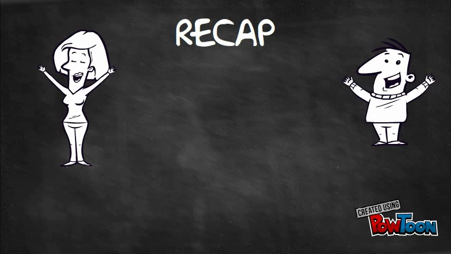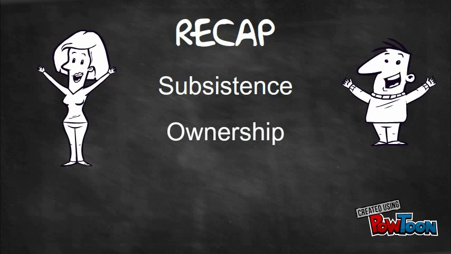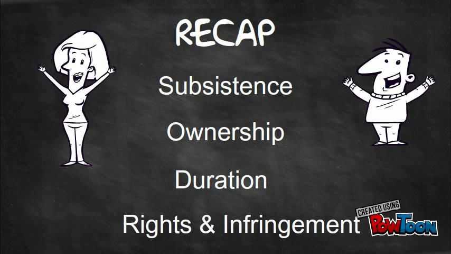Overall, the differences between the copyright protection afforded to original works and published editions are pretty substantial. To recap, these differences are subsistence, ownership, duration, and the rights and grounds for infringement.